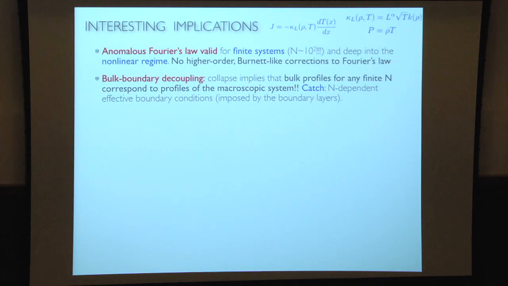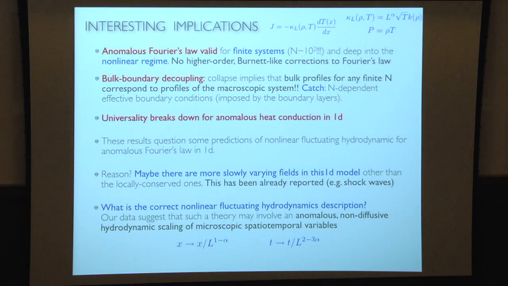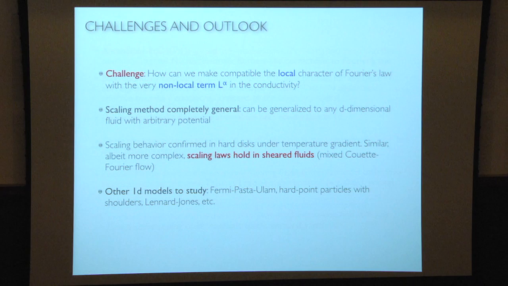So this is telling us that Fourier's law holds exactly even for a system of size 10 to the 2. And that it holds also for very high gradients. That means that Fourier's law is not just a small gradient law, and there are no higher order Burnett-like corrections in heat conduction. It's telling us that these bulk profiles are really the infinite system size profiles, but with n-dependent boundary conditions. And it's telling us that for this model, universality does not hold. There are many questions, but okay, we'll keep working on this. So thank you very much for your attention.